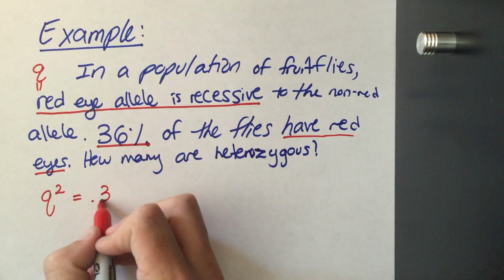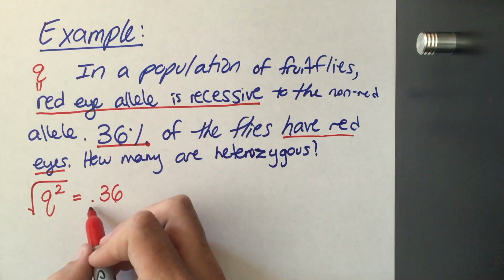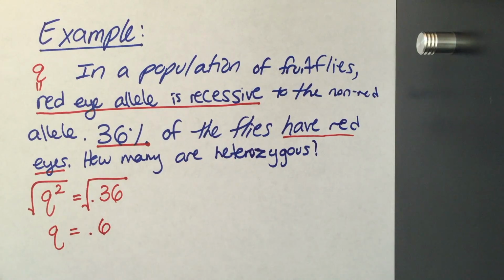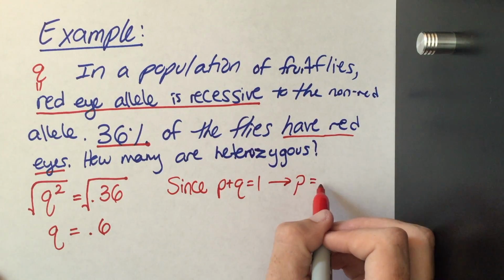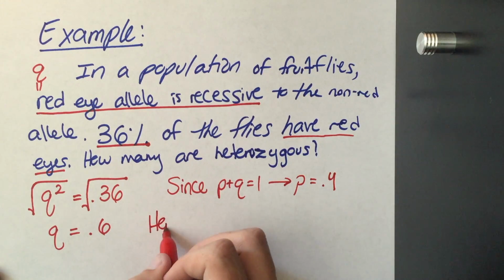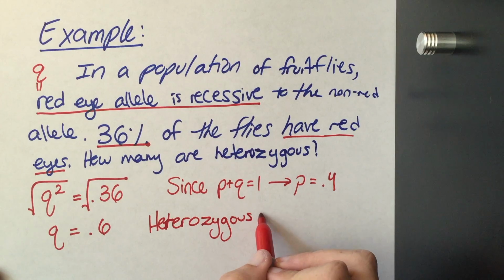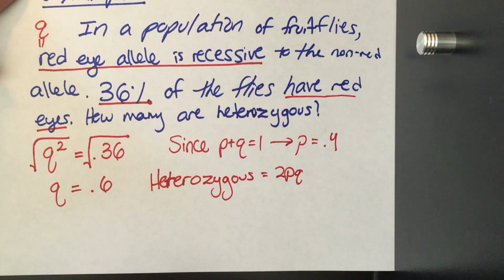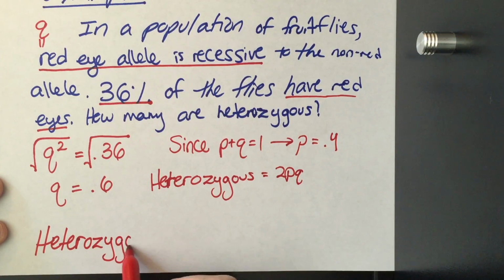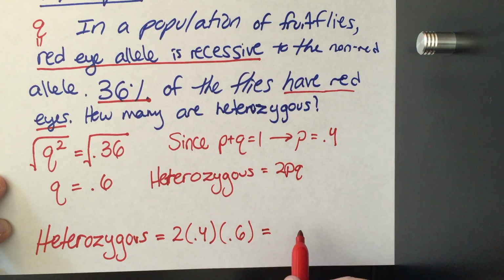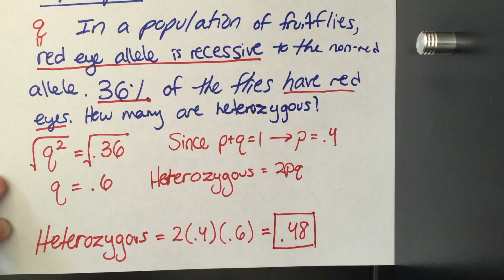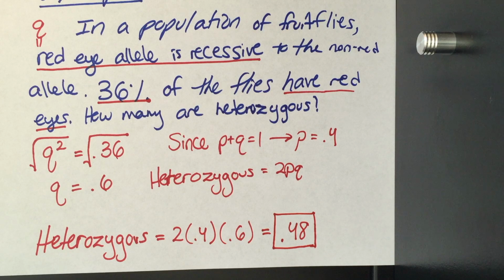Thus Q squared is equal to 0.36. By taking the square root, you get that Q would equal 0.6. And then, since we know that P plus Q always equals 1, you can find that P equals 0.4. From the Hardy-Weinberg equation, the frequency of heterozygous individuals is 2PQ. Since we have all those values, to find what percentage of the population is heterozygous, you take 2 times the frequency for P times the frequency for Q, and you get 0.48. This means that 48% of the population are heterozygous for this trait. Changes in these frequencies over time can prove how evolution impacts a population on a genetic level.